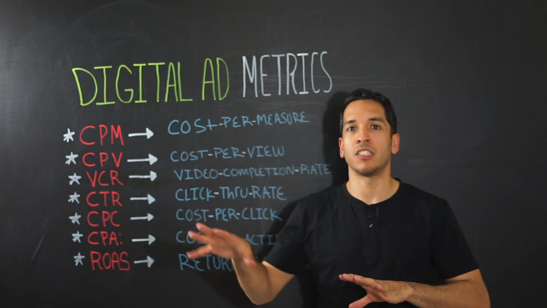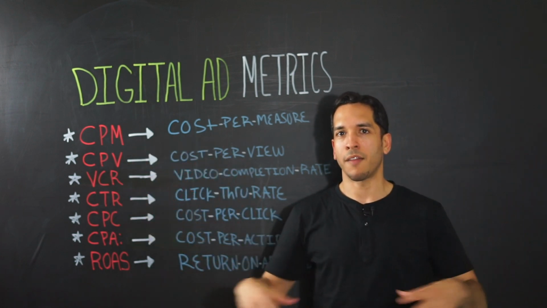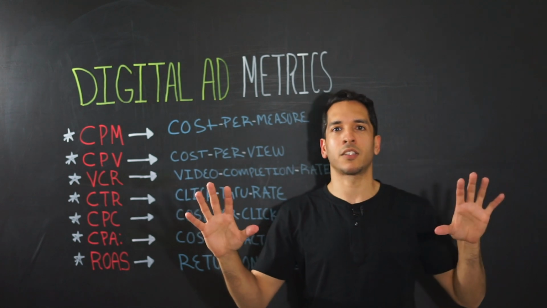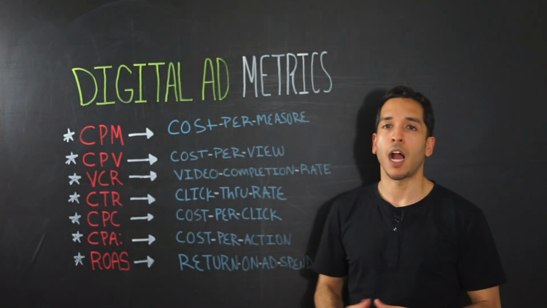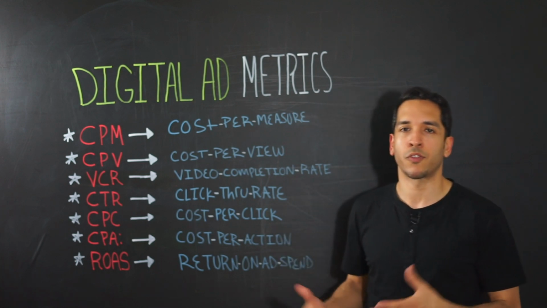You can't just look at these metrics holistically. You have to look at them in the context of what the actual objective of the campaign is. Another very common metric is CPC, which stands for cost per click.